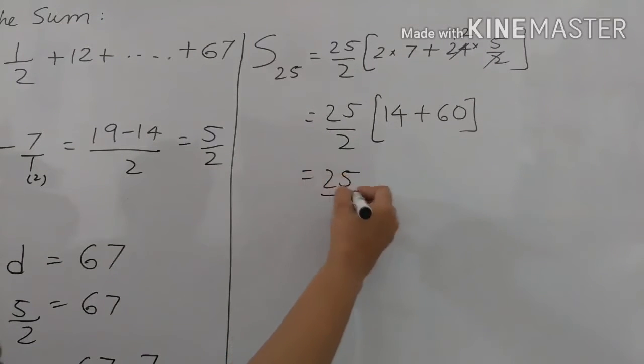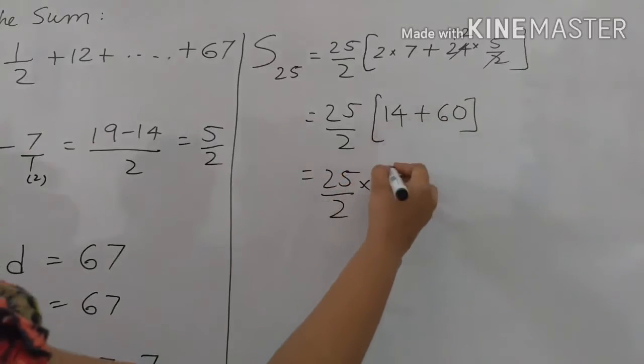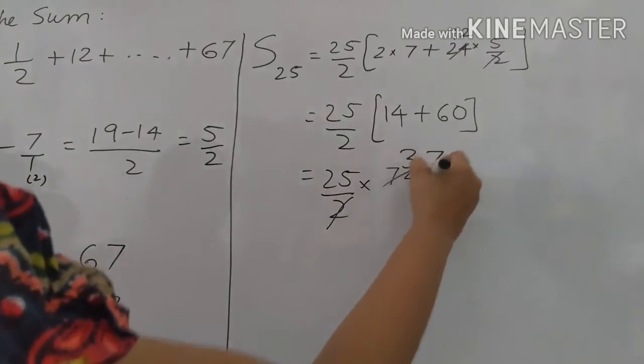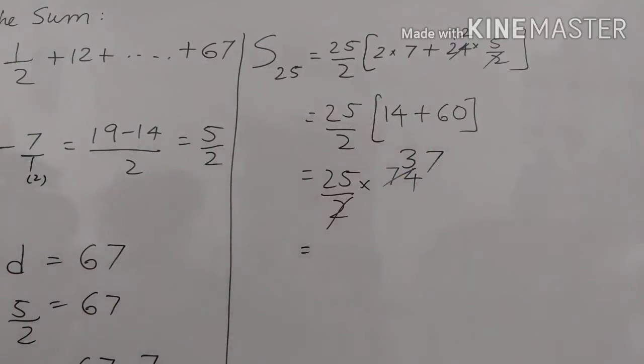So 25 by 2 into 14 plus 60, 74. And by cancelling, 74 by 2 is 37. And 37 into 25, we get 925. So students, this is our final answer of question number 2, second.